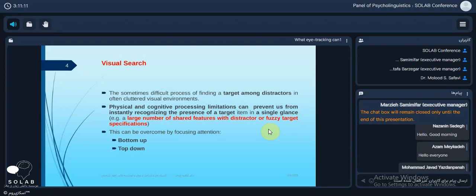Nowadays, we use it for different types of attention. There are two main types of attention: bottom up and top down. With top down, we control attention. With bottom up, we implicitly or involuntarily change the direction of eye movement, and it's out of our control. What happens to attention in view of eye tracking?